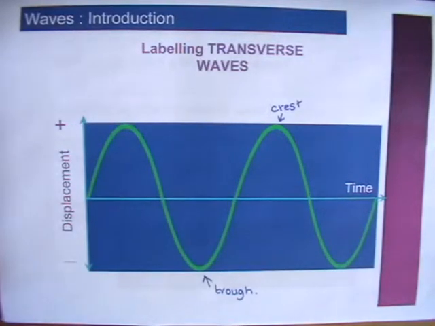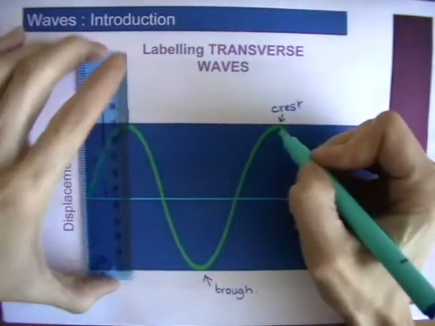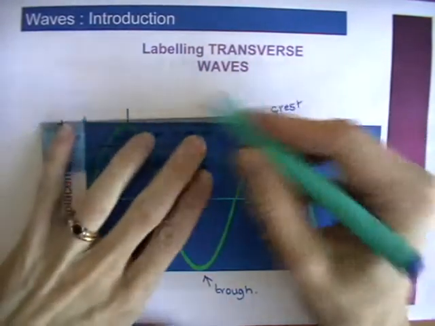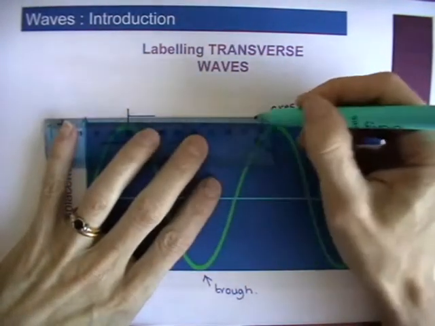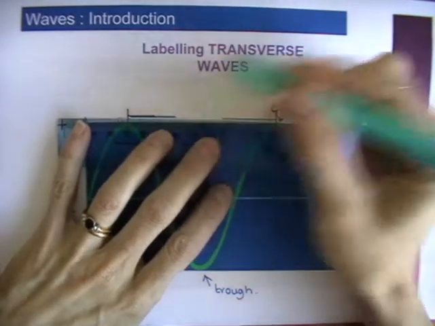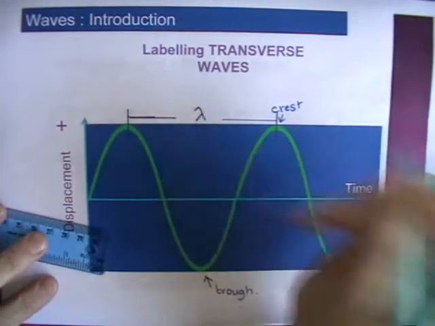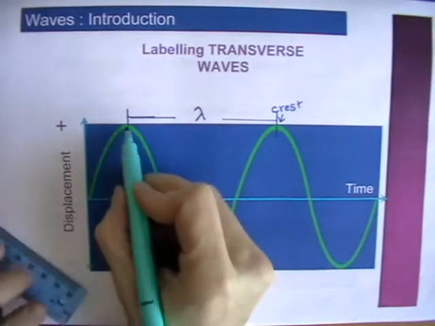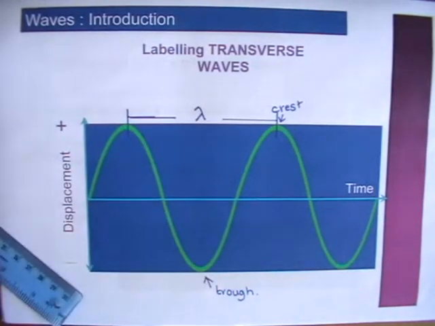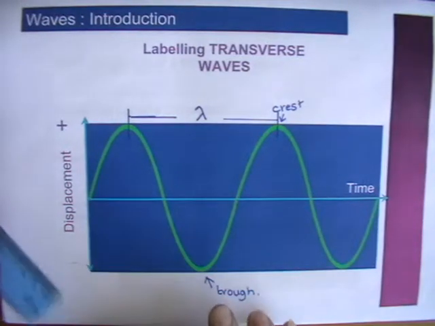Now, a couple more things that we might label. We might label a wavelength. A wavelength is from one position on one wave to exactly the same position on the next. I'm going to label it here from crest to crest, but I'll show you other positions that you could label a wavelength in. The symbol for wavelength is lambda, and that's from the crest to the crest. It could be from a trough to a trough, or from any position on a wave to exactly the same position in the next.